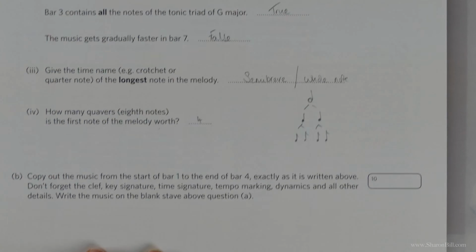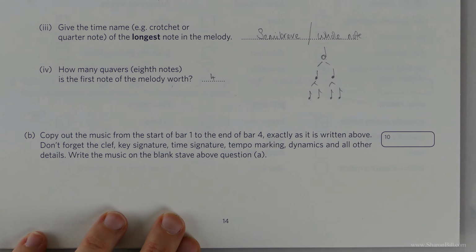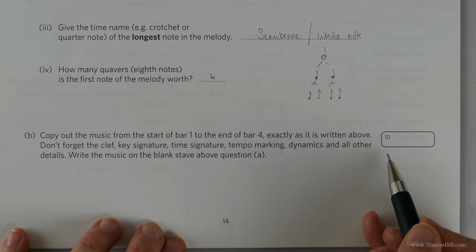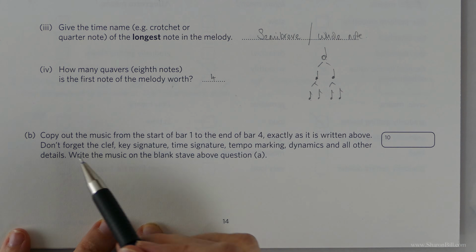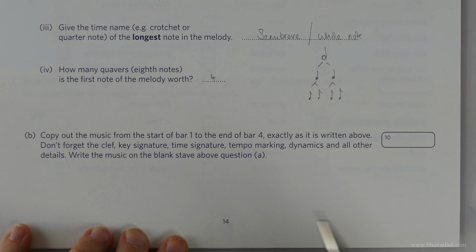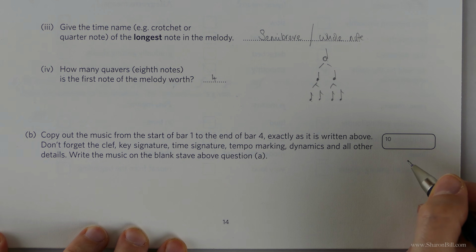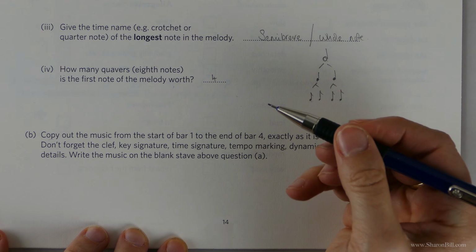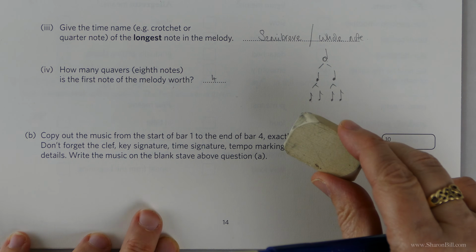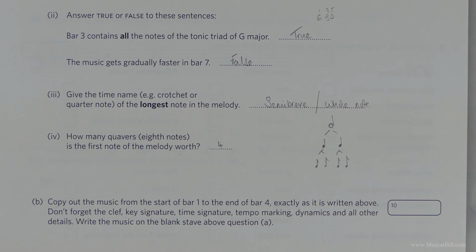And then this next one, this last question of the paper, is an easy peasy 10 marks if you just take your time and go carefully, because you get 10 marks for literally just copying. So there's no excuse really to throw any marks away here. Make sure you've got a sharp pencil, a rubber just in case you make a little bit of a mess, and a ruler just to keep everything neat and tidy.